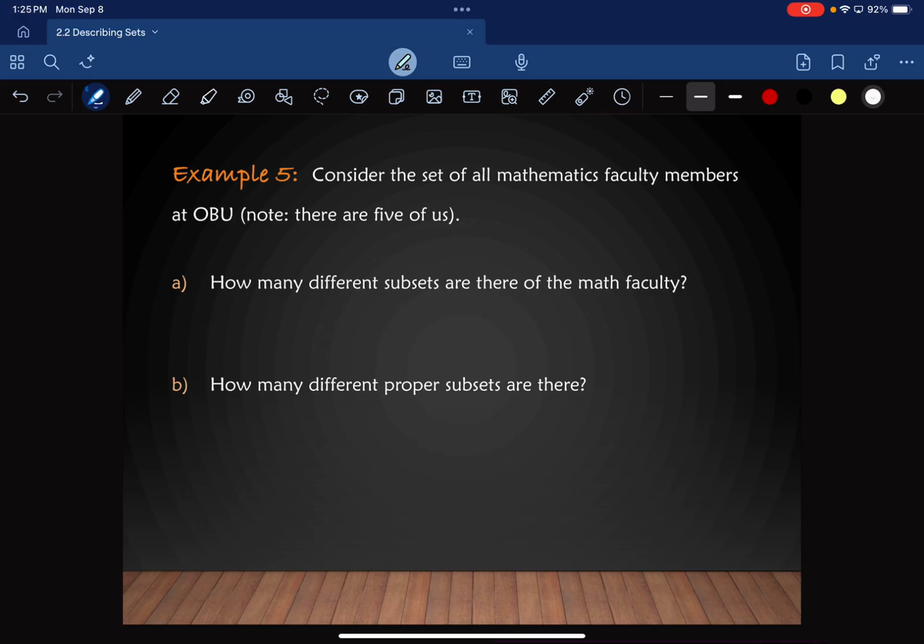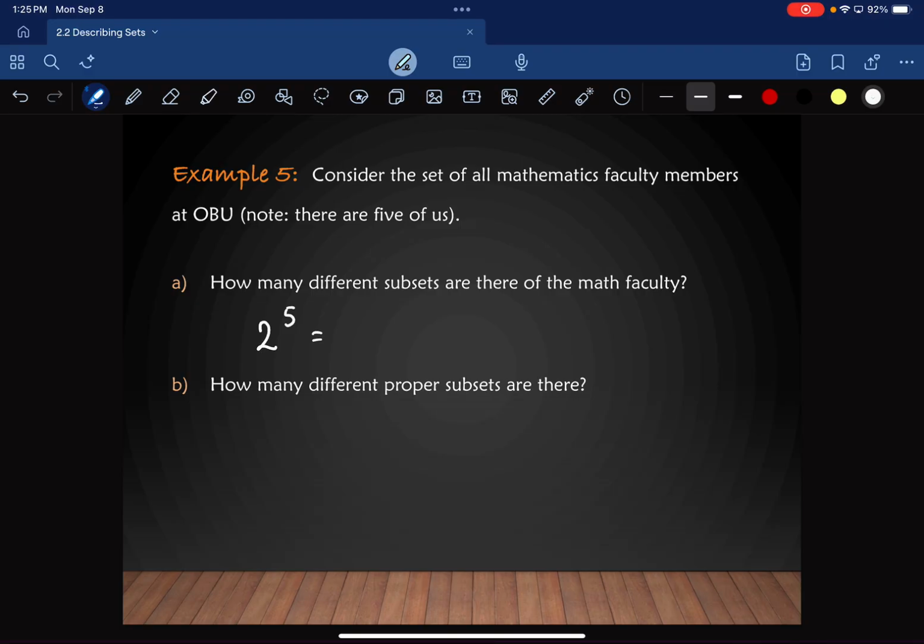If we wanted to create some sort of a group, we would have lots of ways of creating groups of us, right? Smaller collections of the whole 5 of us. And this question is asking you how many different subsets there are, okay? So the way that we find that is we take the number 2 and we raise it to a power, and the power that we raise it to is the number of elements. How many math people are there? 5. So this is 2 to the power of 5.